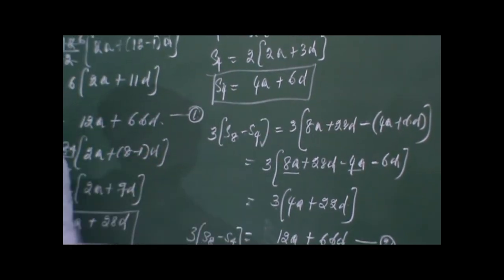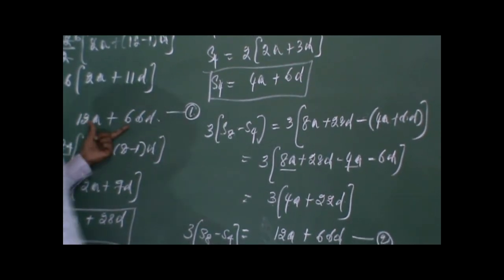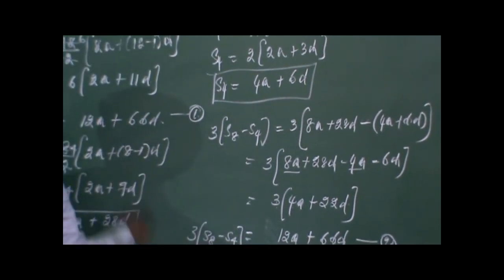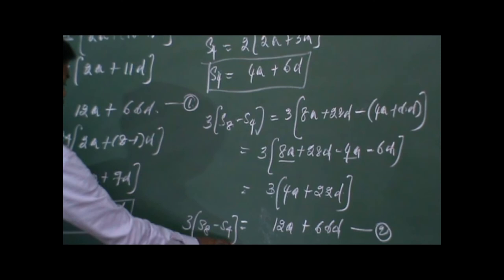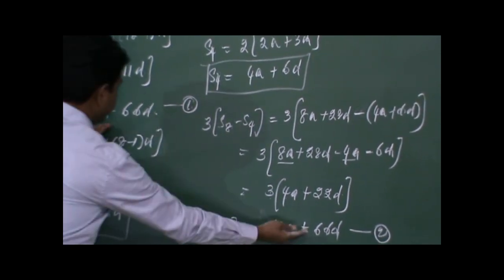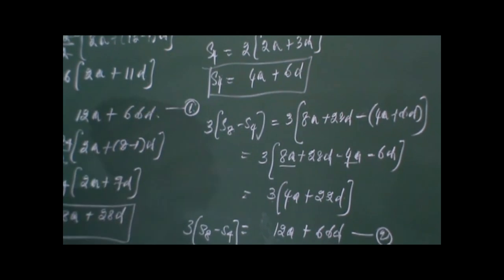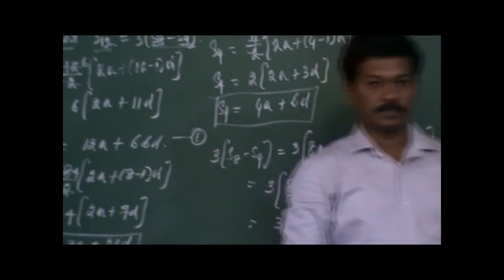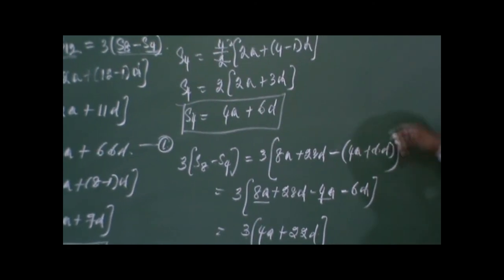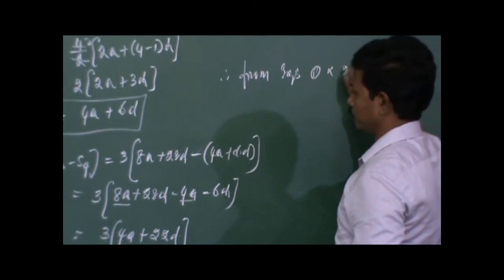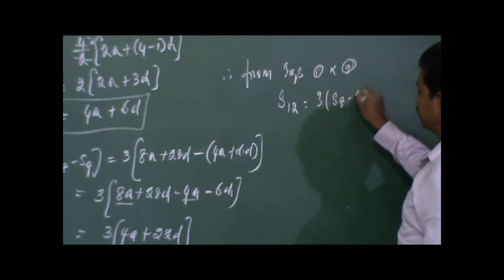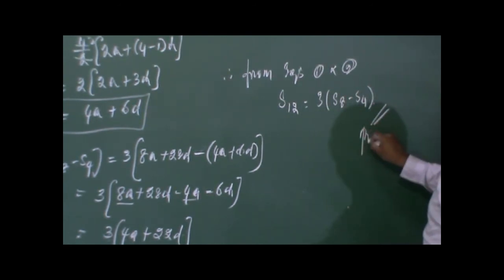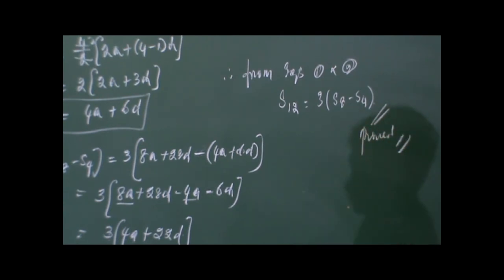So from equations 1 and 2, if both the RHS are equal, in the sense S12 is equal to 12a plus 66d, and 3 into S8 minus S4 is also equal to this. So if two things are equal to the same thing, then they must be equal to each other. It's an axiom which is used in geometry, which is applicable to all branches of mathematics. So therefore, from equations 1 and 2, S12 is equal to 3 into S8 minus S4, hence proved. So it is for 3 marks.